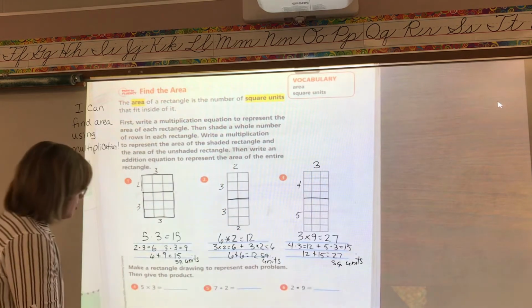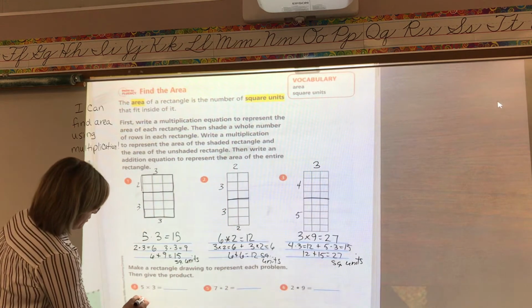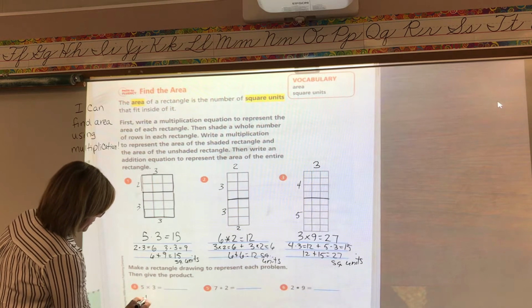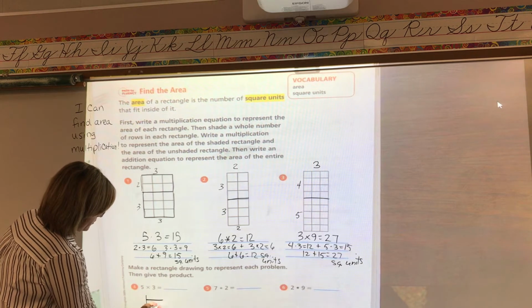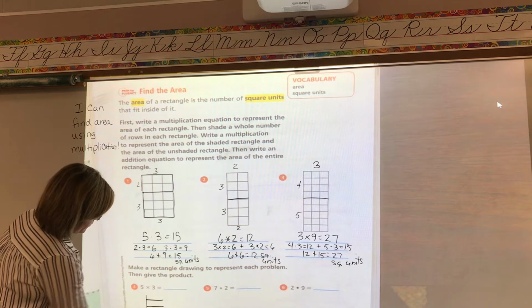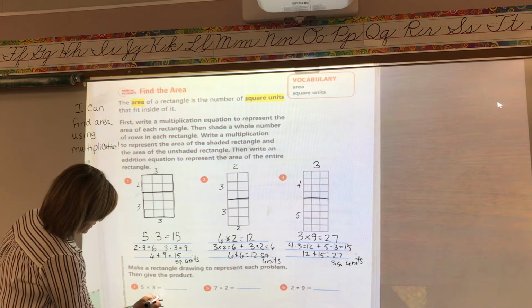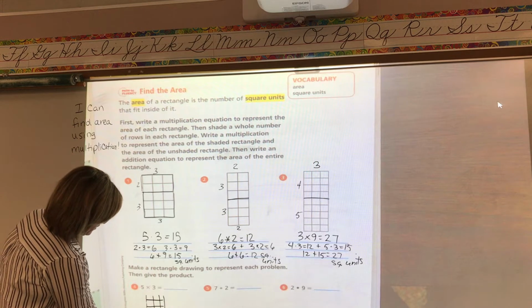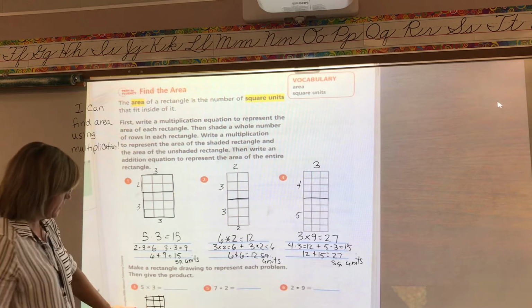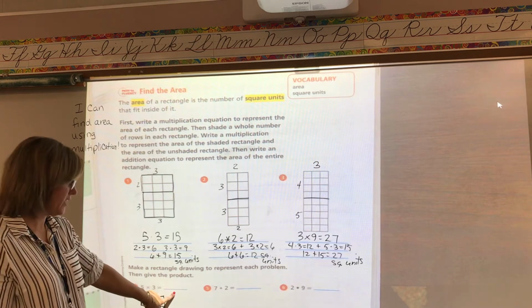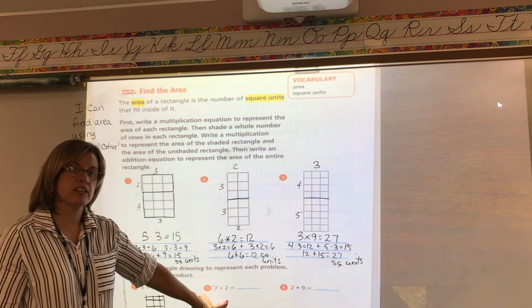Down here, you're just going to draw out what this would look like. So we're going to go like this. 1, 2, 3, 4, 5. You're just making a picture of what this would look like. Okay? And then you're going to write your product here. Take a couple seconds and do those.